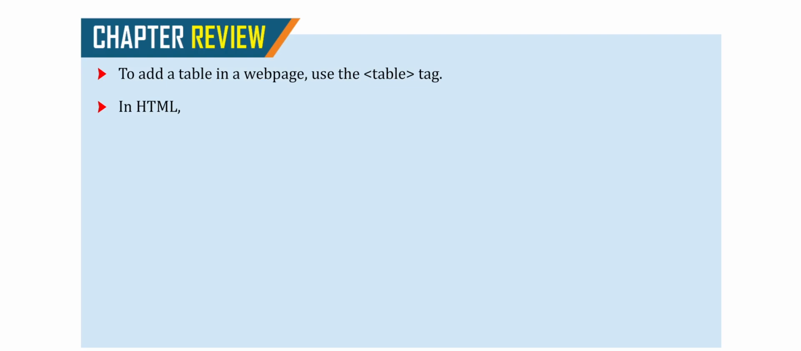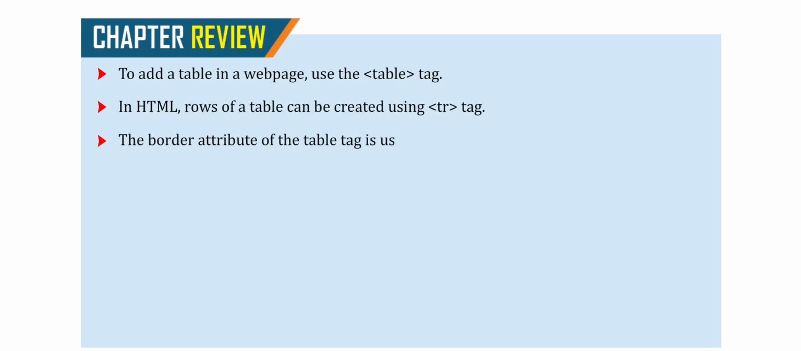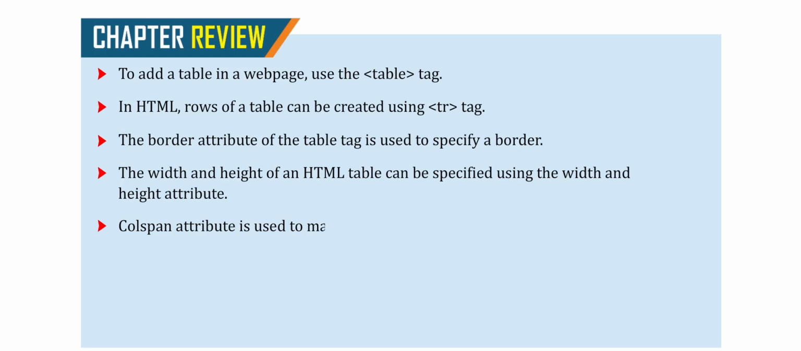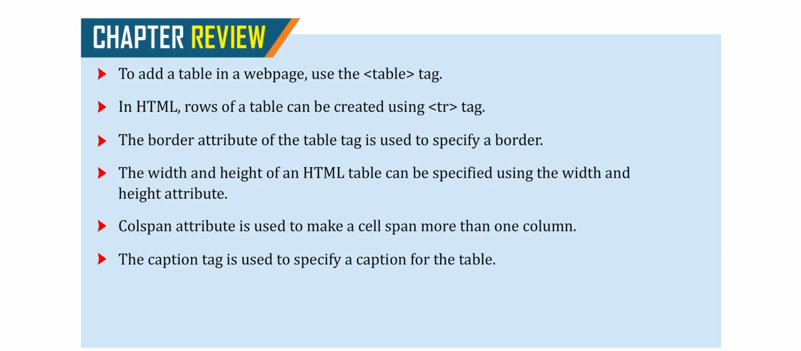Let us quickly have a look at the chapter review. To add a table in a web page, use the table tag. In HTML, rows of a table can be created using the tr tag. The border attribute of the table tag is used to specify a border. The width and height of an HTML table can be specified using the width and height attributes. The colspan attribute is used to make a cell span more than one column. The caption tag is used to specify a caption for the table.